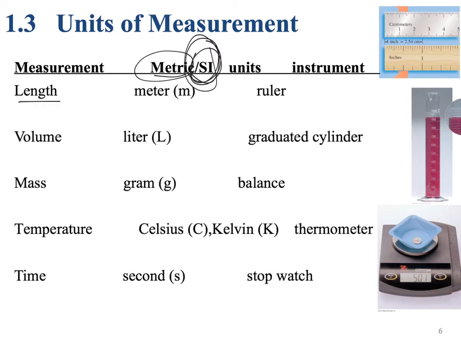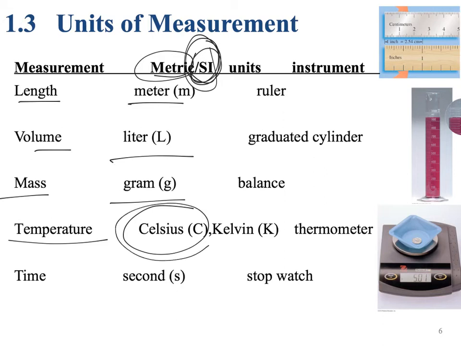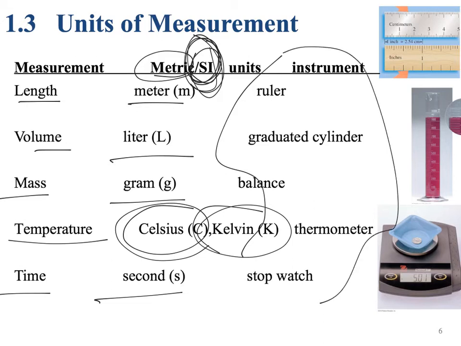So for length, we have meter. For volume, liter. For mass, grams. And for temperature, we use Celsius if we use the metric system, or Kelvin if we use the international system. For time, we use second, and here are instruments that are used for this. For example, we use the ruler for length, graduated cylinder for volume, balance for mass, thermometer for temperature, and a stopwatch for seconds.